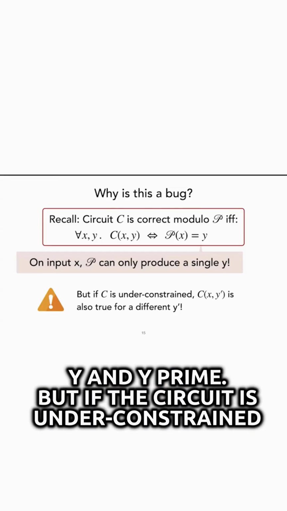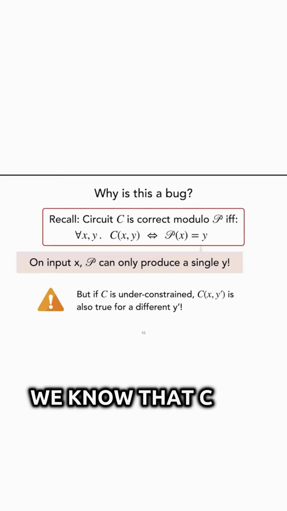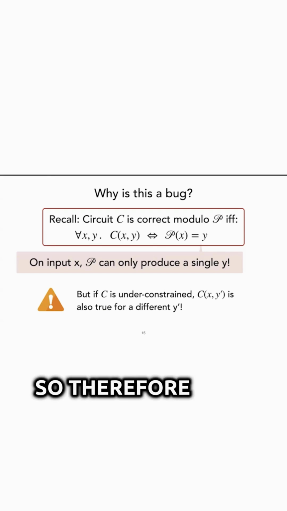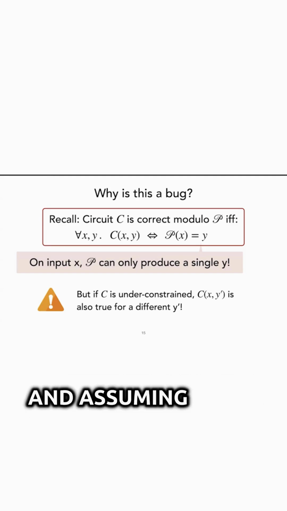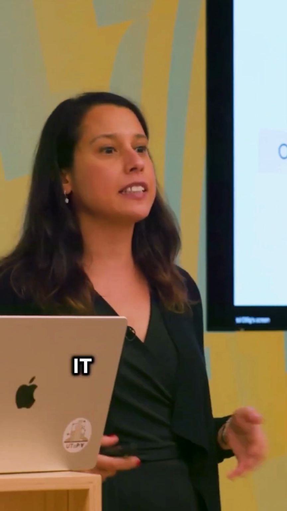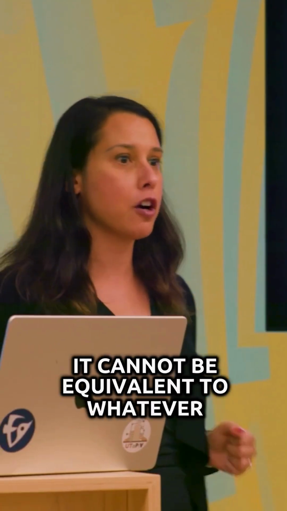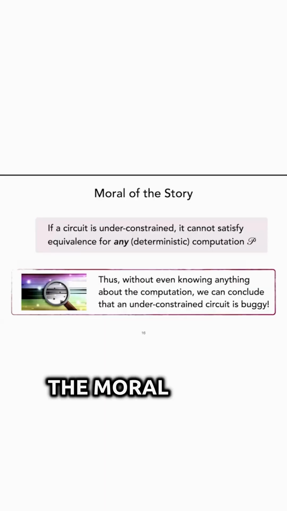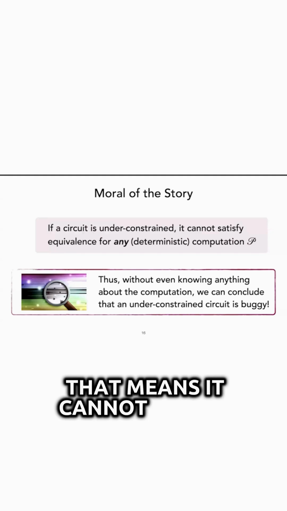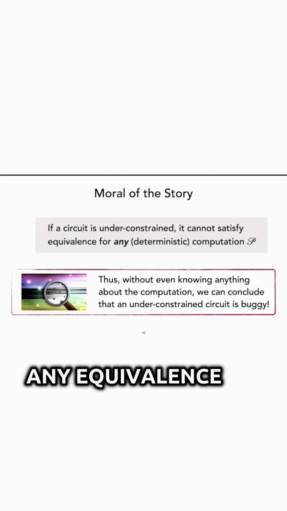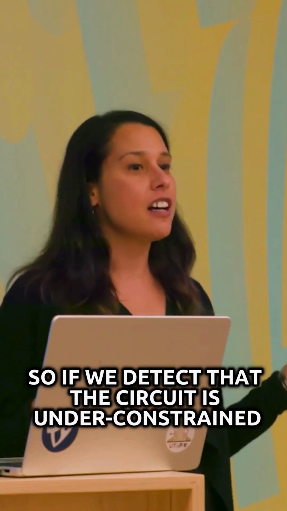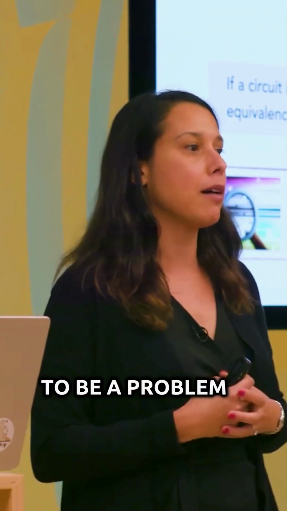But if the circuit is under constraint, we know that C of x,y evaluates to true for two different values of y. So therefore, if it's under constraint and assuming that P is a deterministic piece of computation, the circuit cannot be equivalent to whatever computation it's trying to certify. So the moral of the story for us is that if a circuit is under constraint, that means it cannot satisfy any equivalence for any deterministic computation. So if we detect that the circuit is under constraint, then there's very likely to be a problem in your circuit.